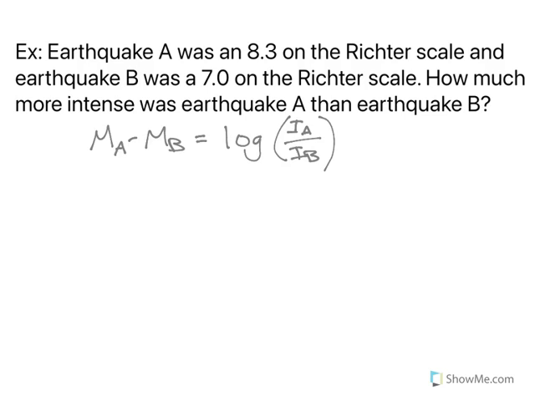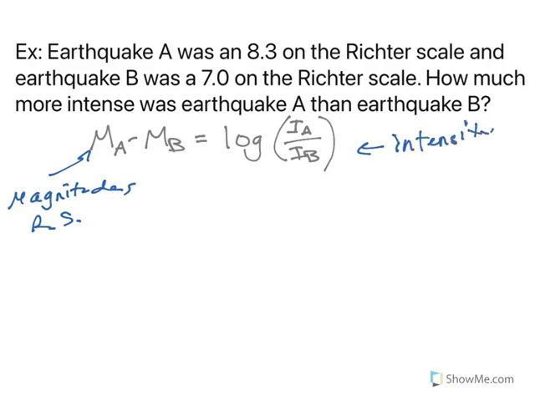Okay, so these are the magnitudes. Magnitudes are on the Richter scale. And these I's represent the intensity of the earthquakes. So how much stronger? Was it 2 times, 3 times, 4 times? When you look at these, 8.3, 7.0, you might say, well, it's just 1.3 more. Can't really be that much more intense. But friends, let's do the math and check this out.